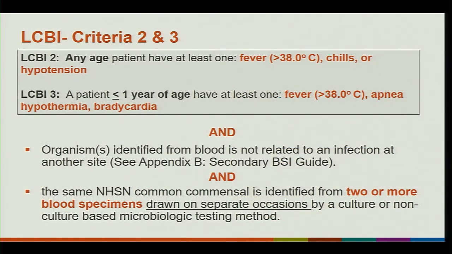Let's move on to LCBI 2 and 3 criteria. When reviewing LCBI 2 and 3 definitions, these definitions share some similarities with the exception that the symptoms for meeting the criterion are based on age. So LCBI 2 is for use in any age patient, and LCBI 3 provides symptoms that are commonly present in patients less than or equal to 1 year of age, such as hypothermia, apnea, and/or bradycardia. Please note, patients less than or equal to 1 year of age also may meet LCBI 1 or LCBI 2 criteria because these criteria are for any aged patient. Additionally, the organisms identified are not related to an infection at another site, and the common commensals are drawn on separate occasions and must match.